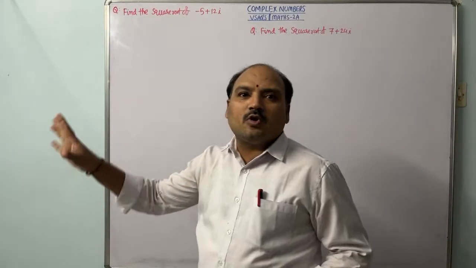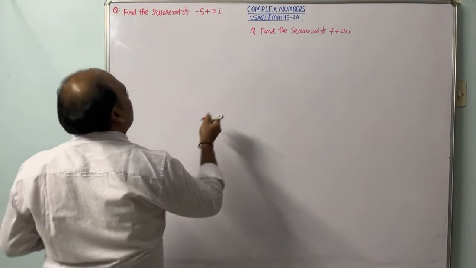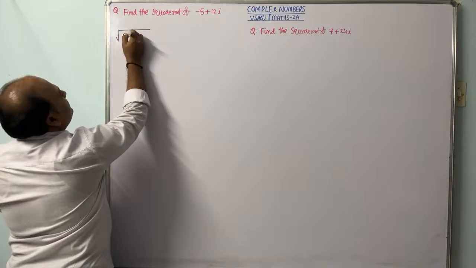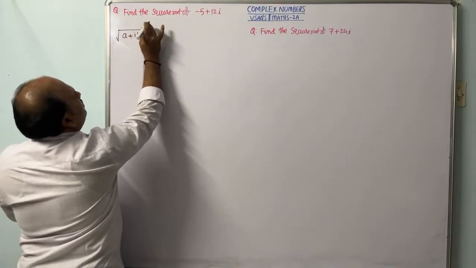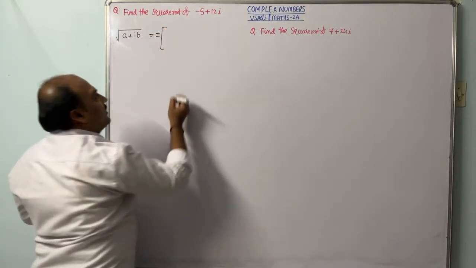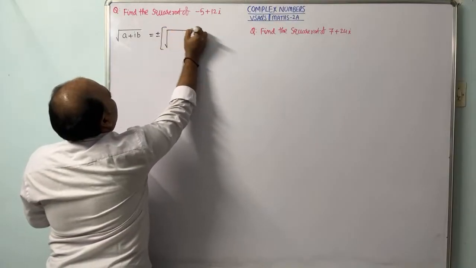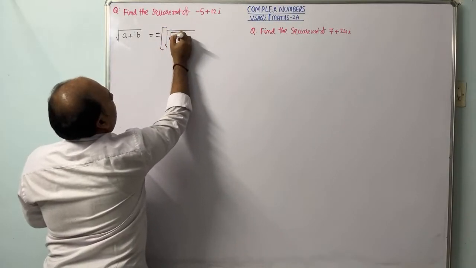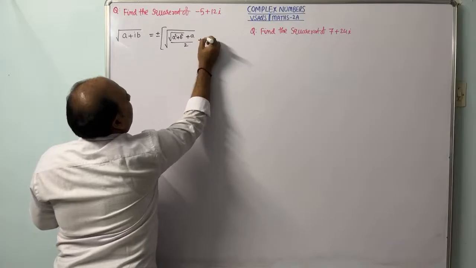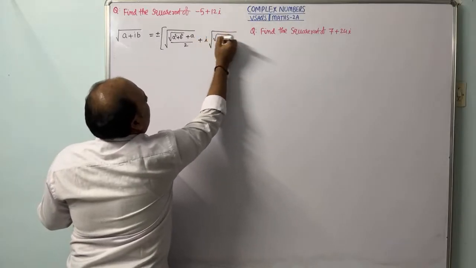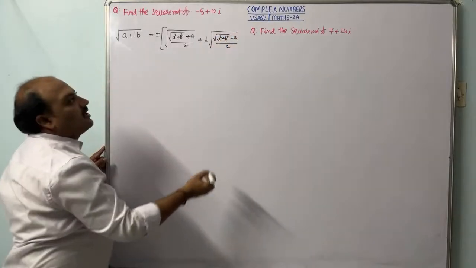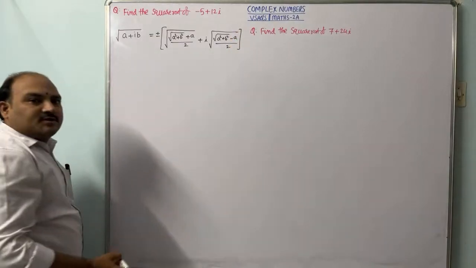First, to solve these types of problems, we have one regular formula. It is in the form of root of a + ib. So the square root of a + ib is equal to plus or minus root of (root of a square plus b square, plus a) divided by 2, plus i into root of (root of a square plus b square, minus a) divided by 2. This is the square root of a complex number, dear students.